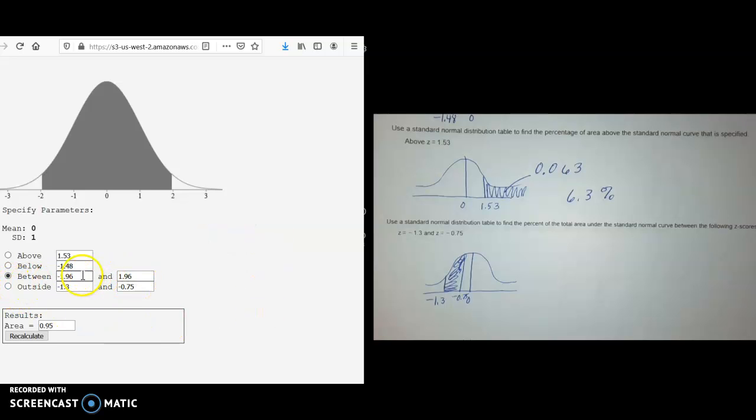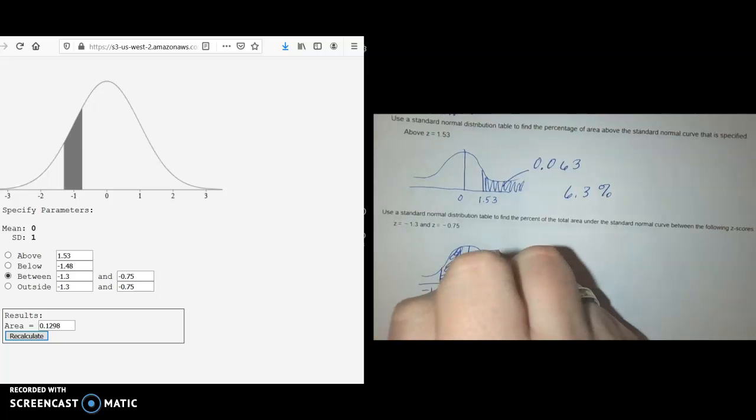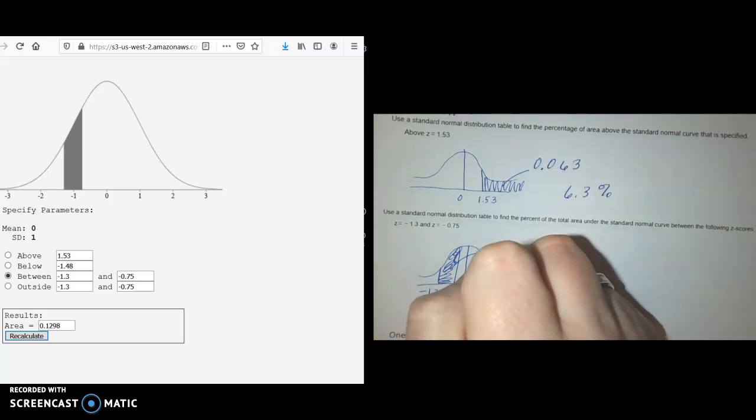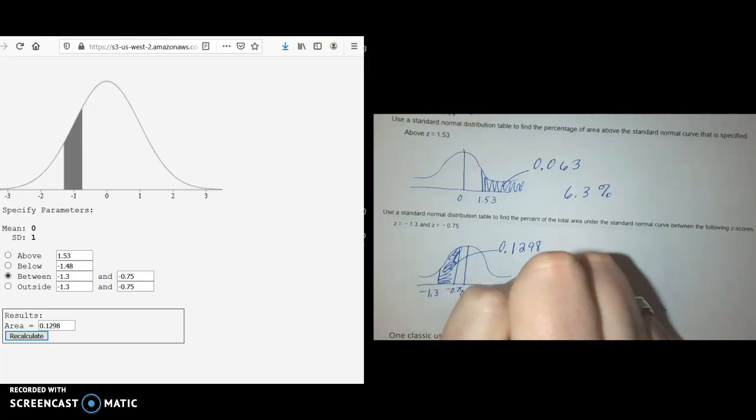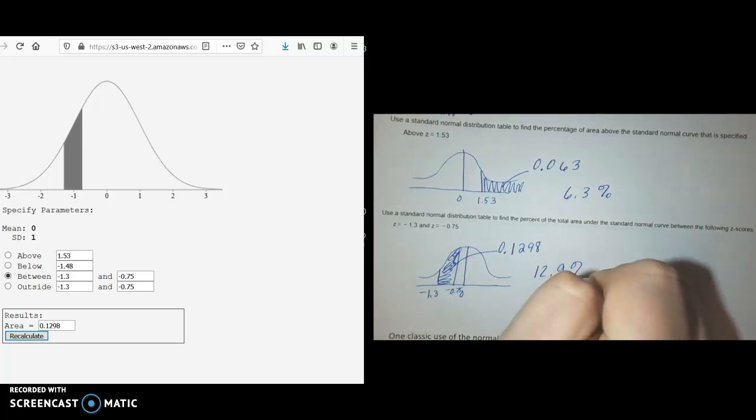Oh, wait a minute. That's outside. What I need is between. So between negative 1.3, sorry, and negative 0.75. So I want to know that little space right there. And so all I have to do is recalculate, and it's going to be 0.1298 or 12.9%, we'll say.